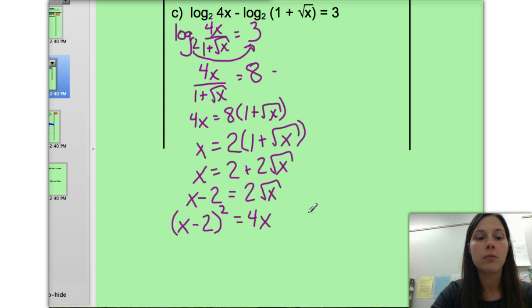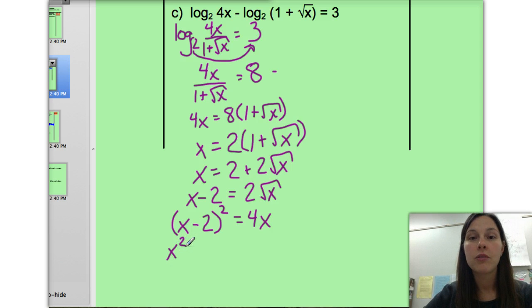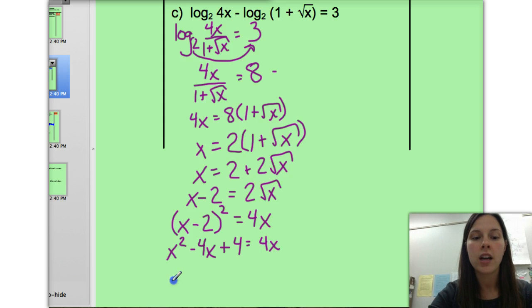On the right-hand side, when we FOIL, if you don't know the shortcut for FOILing a perfect square, you take the x and square it, take the 2, multiply it by 2, it's subtraction, so that will stay subtraction. The last term is always adding, because when we take that -2 and square it, it will become positive. Alright, now we're getting somewhere, so we're going to subtract that 4x from both sides to get this equal to 0.